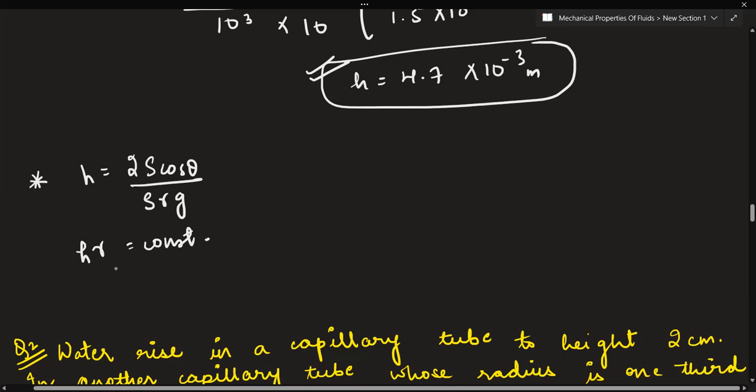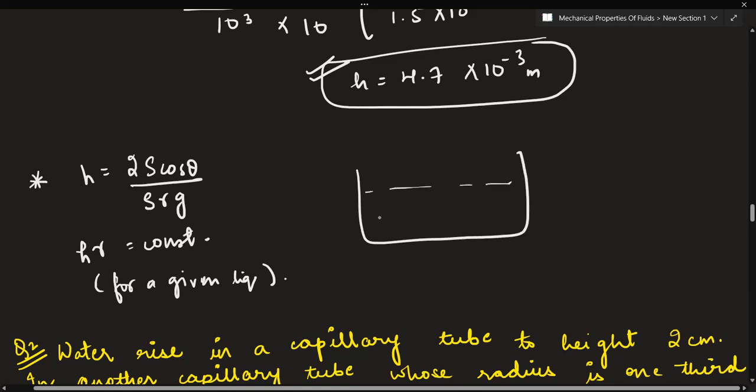The product of h into r is constant for a given liquid. And one more thing, if I take a vessel, I have put in the liquid over here, and this is the tube that I have taken. The liquid has been filled till here. So height h is the height above the liquid surface, the water surface, that is h.